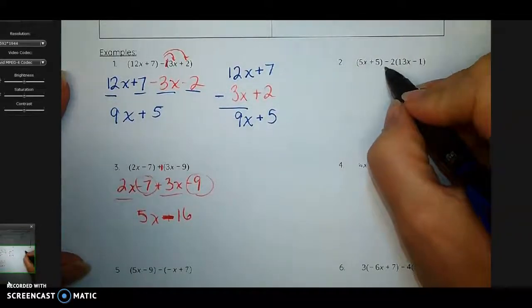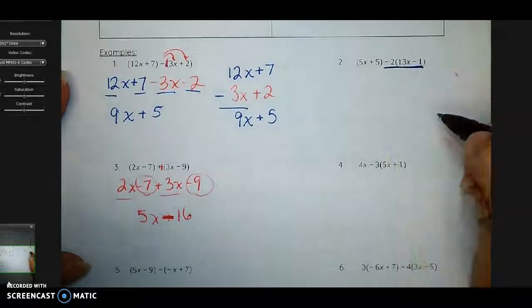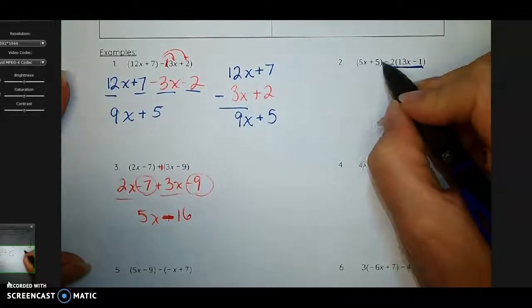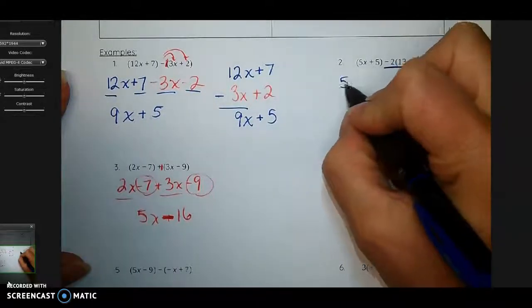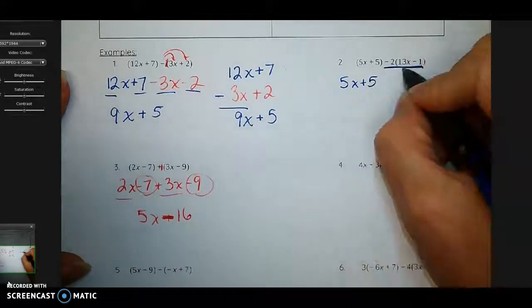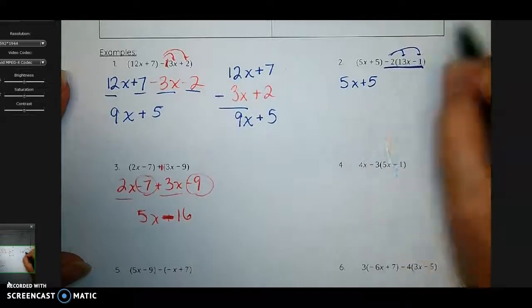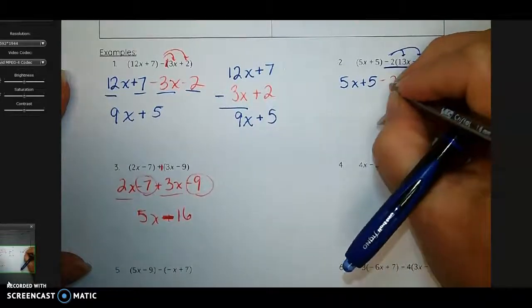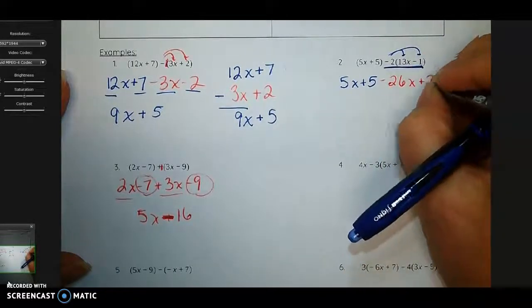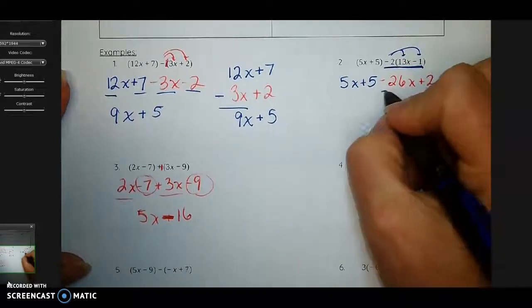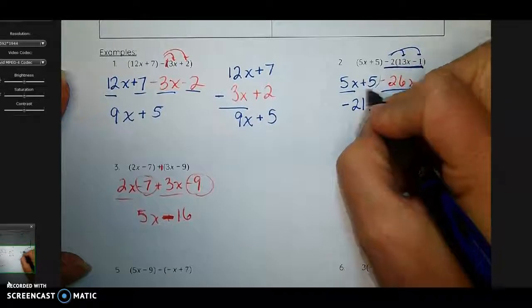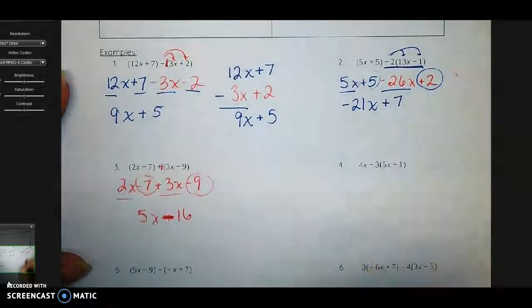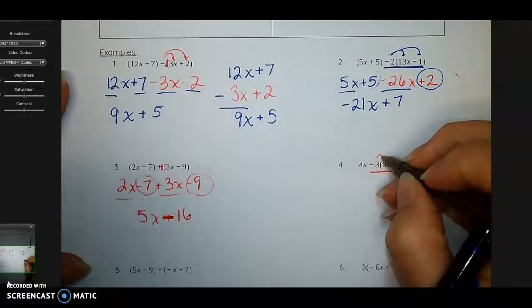Now we're used to seeing something like this, and they have just stuck parentheses around there. You don't even need them. But we are going to go ahead and distribute there, and then combine like terms to get our answer. Same thing here.